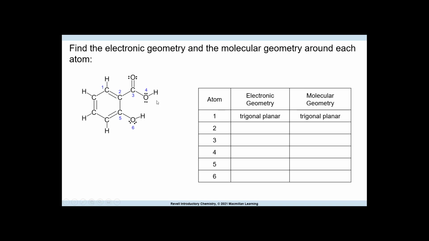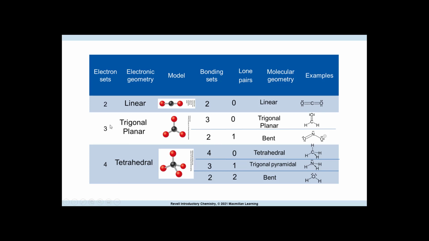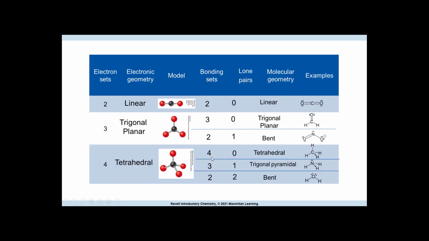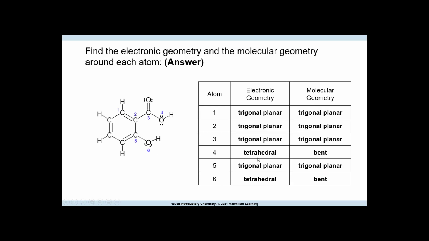So we have trigonal planar. 1, 2, 3, no lone pair, they match. Here we have 1, 2, 3, no lone pair. So if we have 3 and no lone pair, this is also going to be trigonal planar. 4, we have 1, 2, 3, 4 attachments. This is going to be tetrahedral. And this is going to be bent. Why? Because we have 4 attachments, but we have 2 bonds and 2 lone pairs, which is going to be bent. And there it is right there.